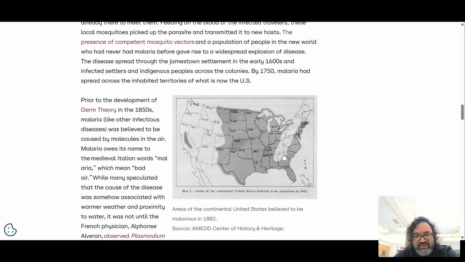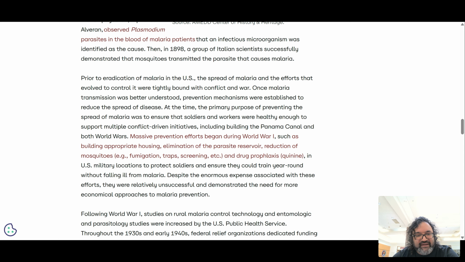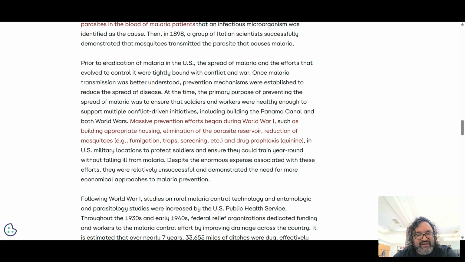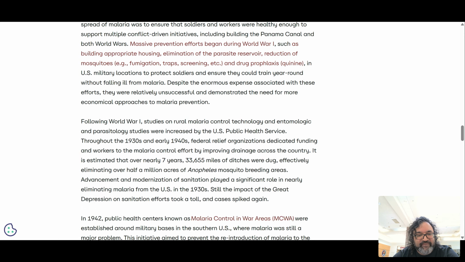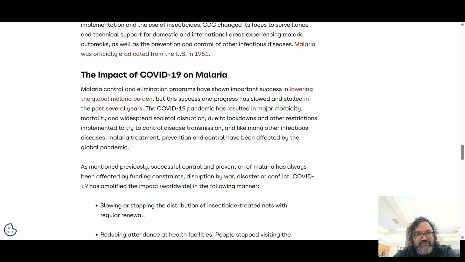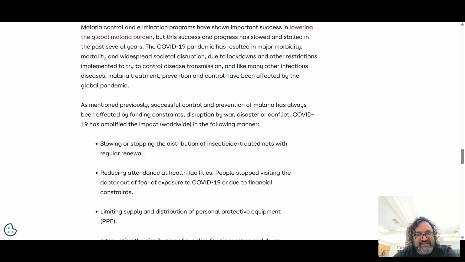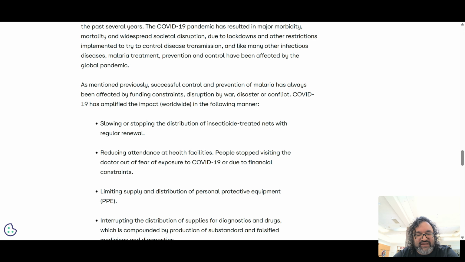It spared parts of Georgia, Tennessee, South Carolina, North Carolina, and Kentucky, and a lot of these places did not have it. So prior to eradication, the spread of malaria and the efforts that evolved to control it were tightly bound with conflict and war. So World War One, there was some things, and then the impact of COVID-19 had a terrible effect on malaria. And so this has resulted in major morbidity and mortality.